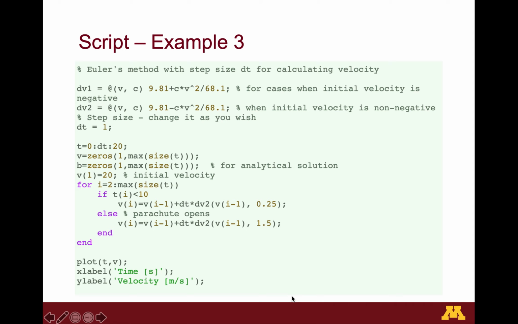The third example is from an example problem that we talked about previously, which is Euler's method with step size dt for calculating velocity in the bungee jumping example. By inputting the following code in a new script, saving it as example3.m, and running it, in the end you will get the plot for velocity with step size dt.